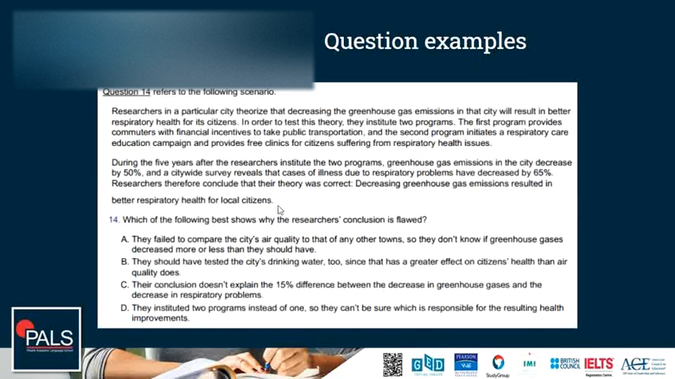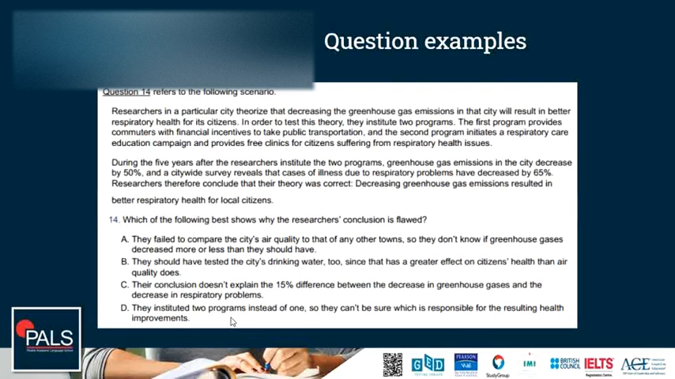So, which of the following best shows why the researchers' conclusion was flawed? They failed to compare the city's air quality to that of any other town. They should have tested the city's drinking water too. Both don't relate to the actual experiment here. The conclusion doesn't explain the 15% difference between the decrease in greenhouse gases and the decrease in respiratory problems. The study is not saying that they would expect the exact similar percentage. Answer D must be the correct one.